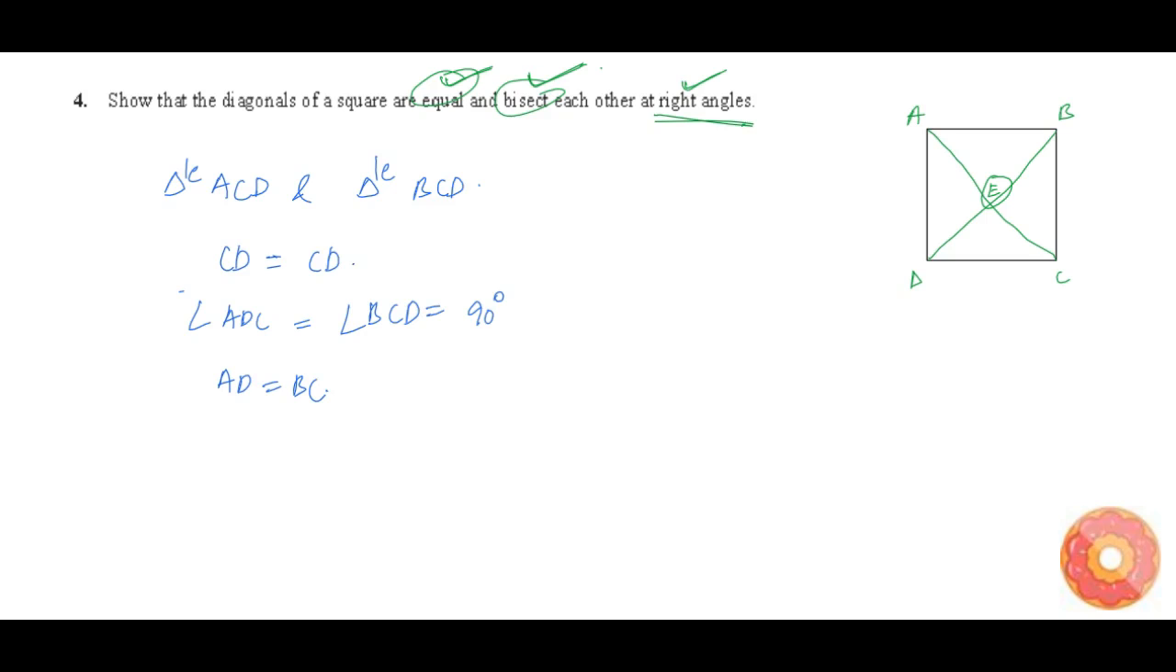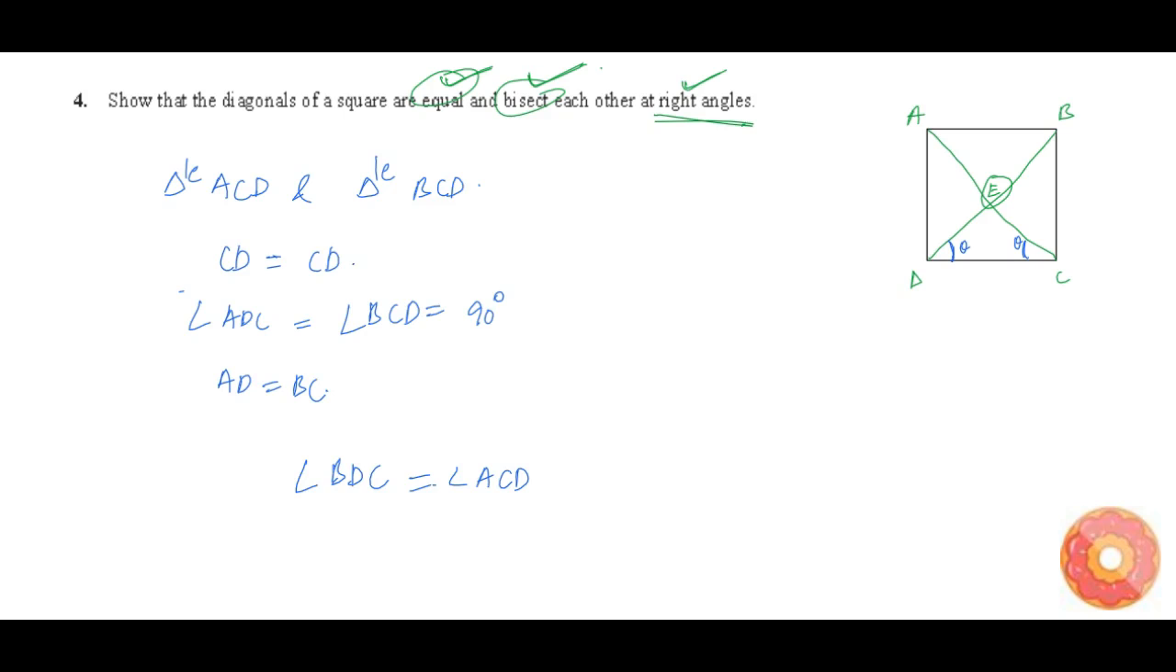Now from SAS property, we can be sure that these two triangles are congruent, which means angle BDC is equal to angle ACD. BDC is equal to angle ACD from the congruent angles property.